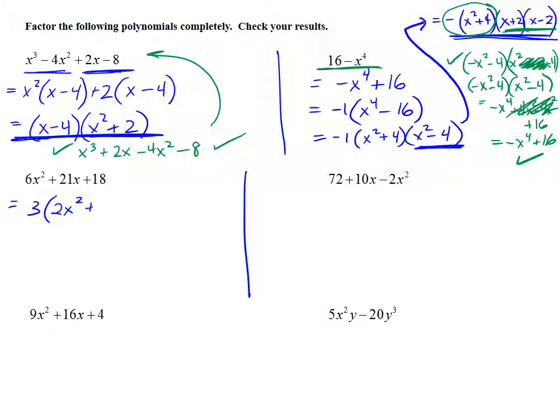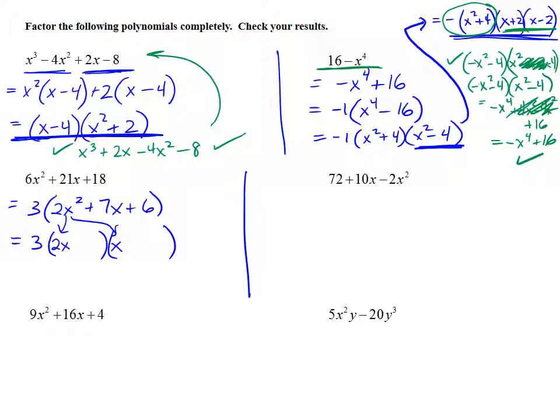2x squared plus 7x plus 6. And then the trinomial that's left, you can either use an AC method or trial and error. I'm going to use trial and error, but you are welcome to use the AC method. Just go ahead and do it off to the side on scratch paper. 2x squared plus 7x plus 6. I'm going to factor the 2x squared into the first positions. 2x times x.